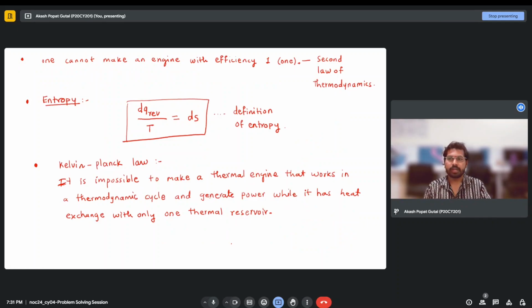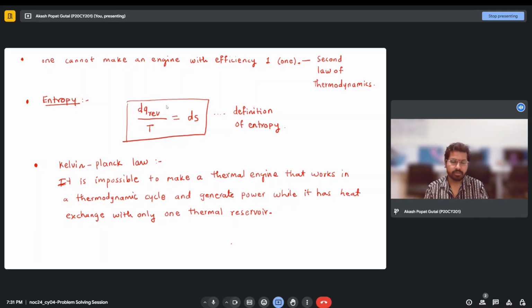and we came to the conclusion that one cannot make an engine with efficiency one, which would break the second law of thermodynamics. And we defined the entropy. This is the most important equation of the second law of thermodynamics: the change in heat during a reversible process divided by the temperature is the change in entropy, which is the definition of entropy.